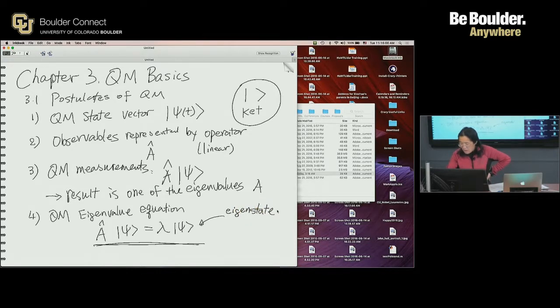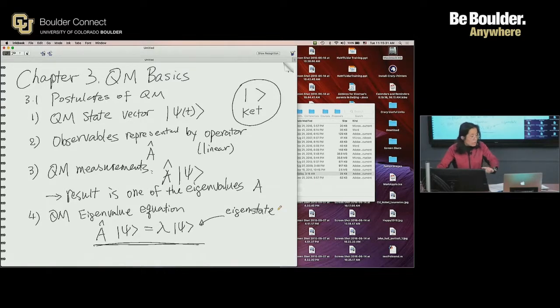If it's not an eigenstate and I make a measurement on a state psi, each time I will get one eigenvalue, but they may not be the same. Could be lambda 1, lambda 2, lambda n. But if psi is an eigenstate, you make measurements many times, you only get the same eigenvalue. And that's called the eigenvalue equation. And to be honest, this is the basic.